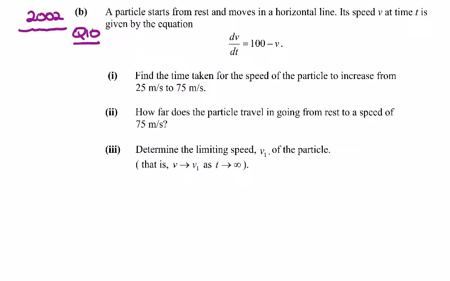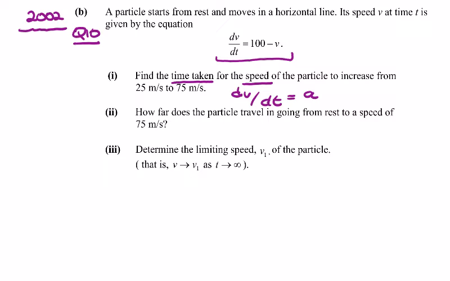This is 2002, question 10b. A particle starts from rest and moves on a horizontal line, and its speed v at time t is given by this equation: dv/dt is 100 minus v. First question is to find the time taken for the speed. So dv/dt is my acceleration, and it's for the speed of the particle to increase from 25 to 75.